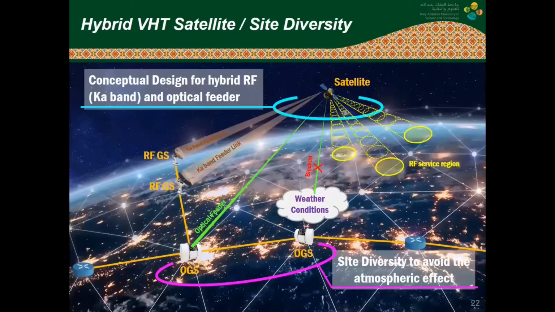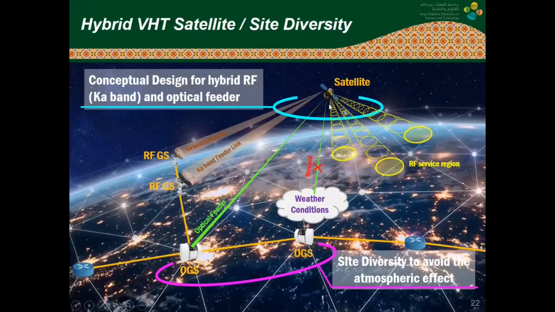Another interesting application of free space optics in the context of space communication is very high throughput satellites. This is the next generation of satellites that is expected to be deployed by 2030. These satellites have two sides. There is what we call the user side.